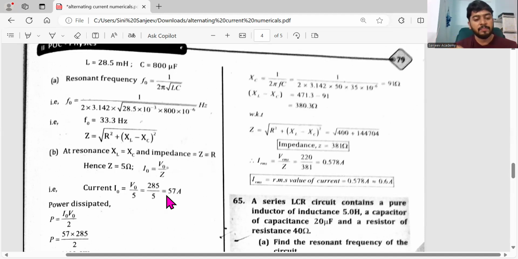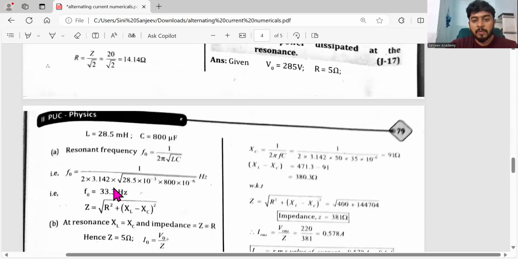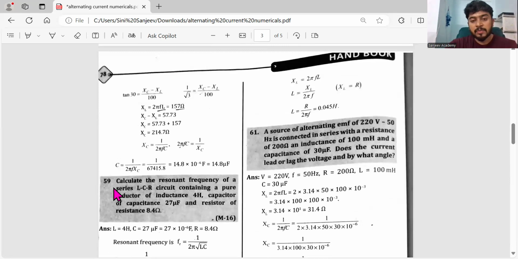Okay, and the power dissipated formula. I told you the power here is VI. The power dissipated formula for this case is I naught V naught by 2. We'll just substitute all of the values to get the power also. So this is again an important question too. The questions are all similar questions in this.